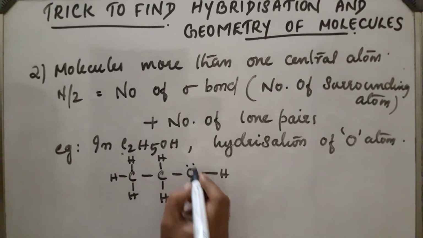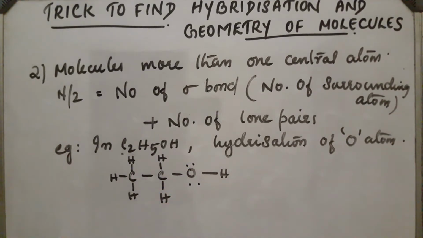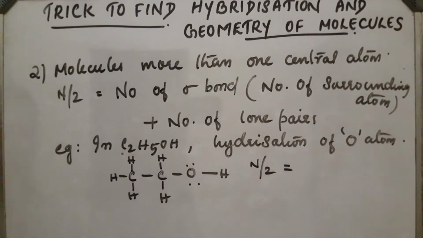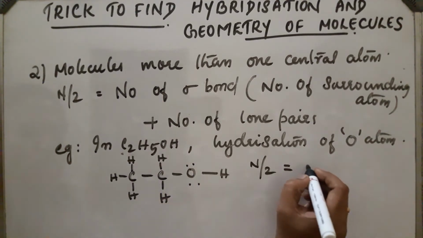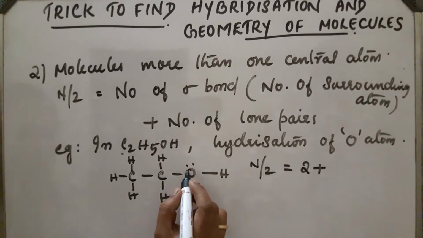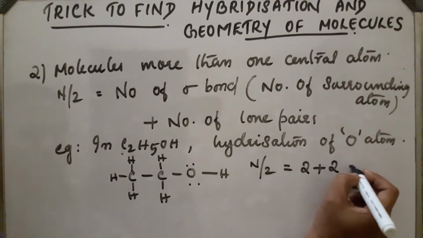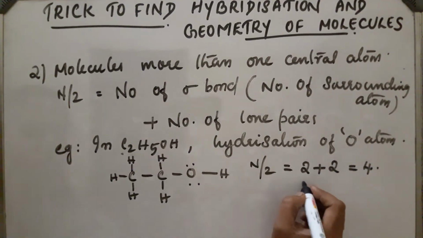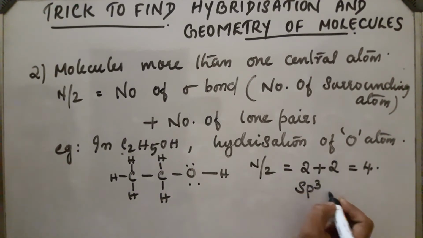This oxygen contains 2 lone pairs of electrons. So first we have to find n by 2. N by 2 is equal to the number of sigma bonds or surrounding atoms. It contains 2 sigma bonds, so 2 plus how many lone pairs? 2 lone pairs. That is equal to 4. This means the oxygen is sp3 hybridized.